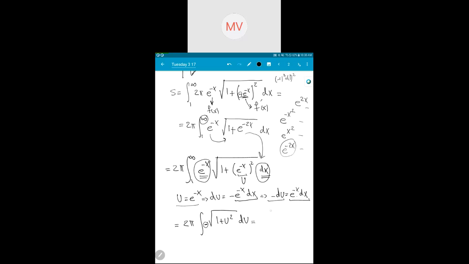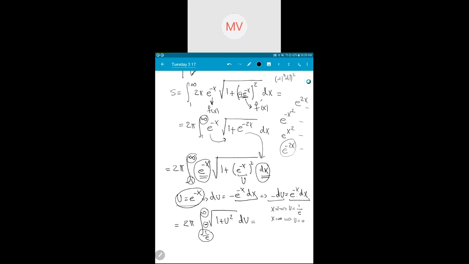So when x is 1, because of this substitution, u is 1 over e. And when x is infinity, u is 0, right? Because of that equation. Every time you plug 1 in there, u is 1 over e. And if you plug in infinity, e to the negative infinity is 0. And so it's going to be 1 over e to 0, because corresponding to 1, we have 1 over e, corresponding to infinity, we have 0.